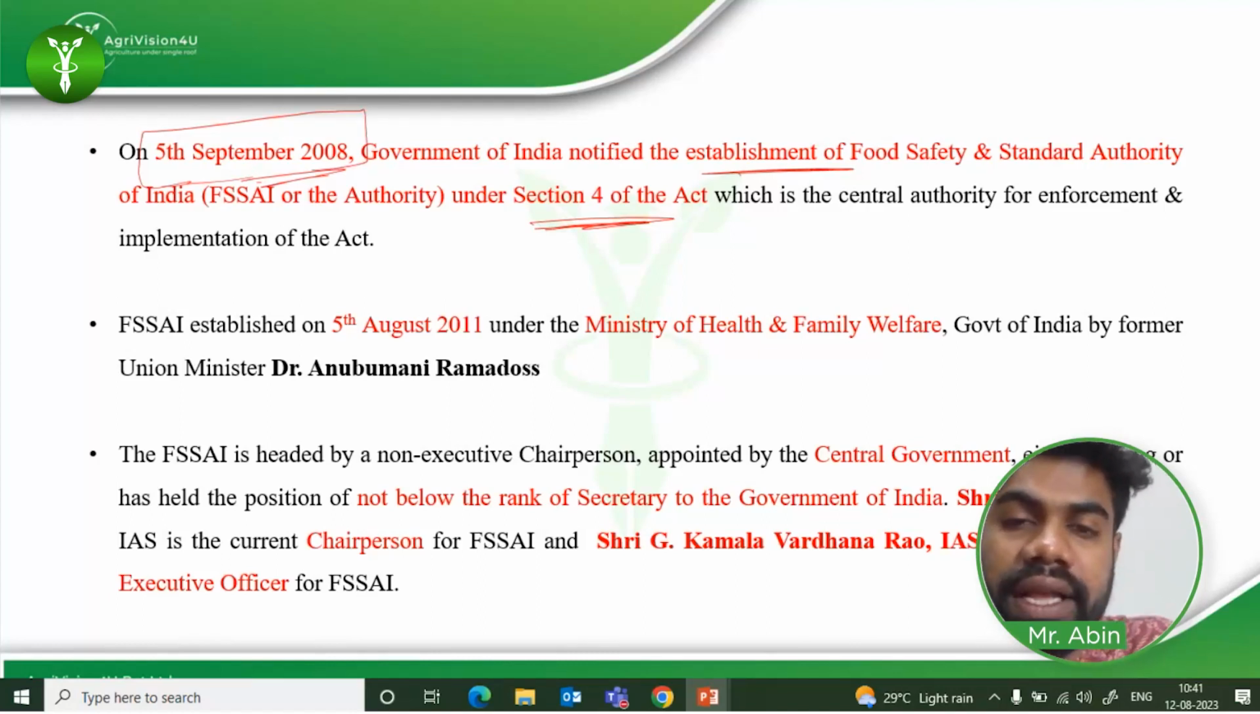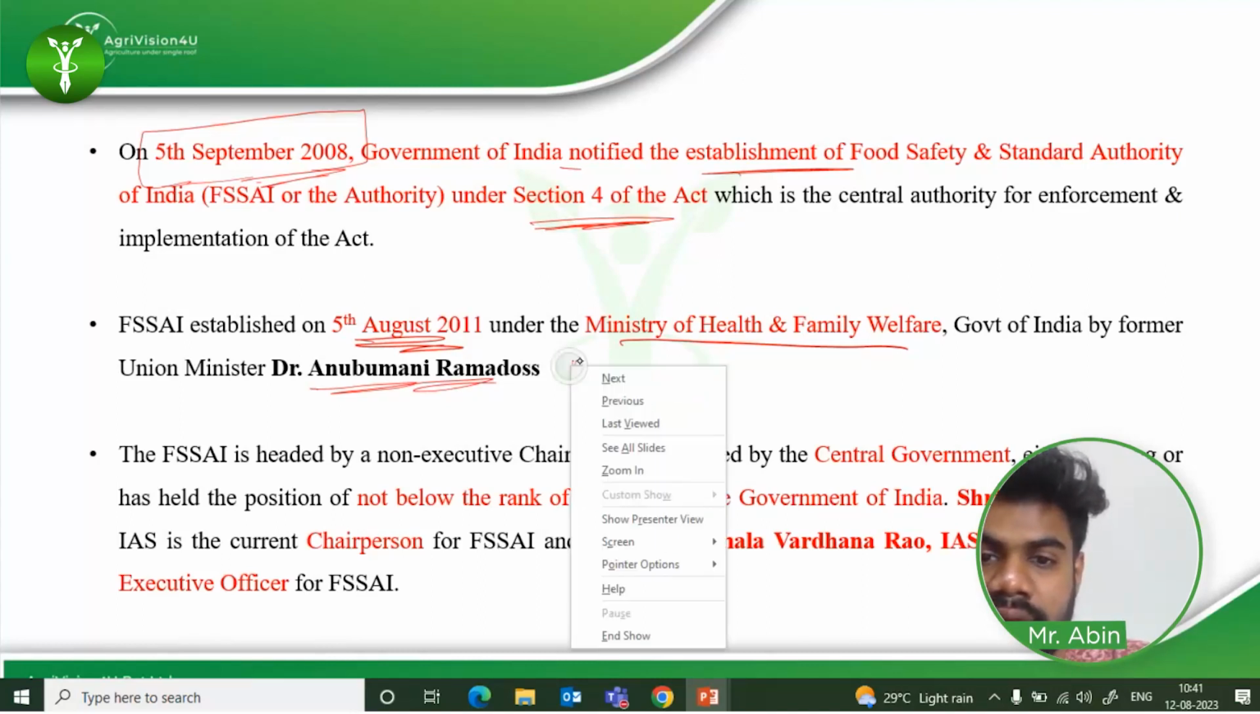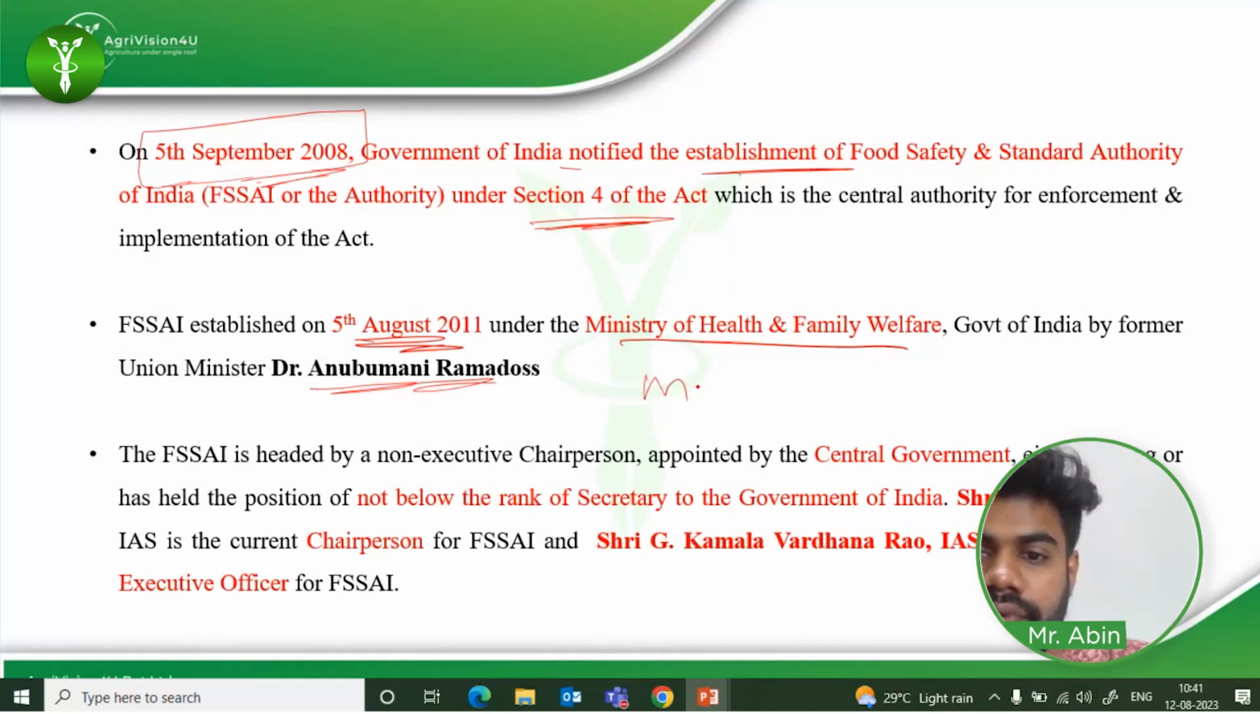FSSAI established. The notification came, and on 5th August 2011, under the Ministry of Health and Family Welfare, under the Union Minister Dr. Anbumani Ramadoss, FSSAI was established. So in 2011, when FSSAI was established, the ministry was the Ministry of Health and Family Welfare. But when the FSS Act came in 2006, the ministry was MOFPI, the Ministry of Food Processing Industries.